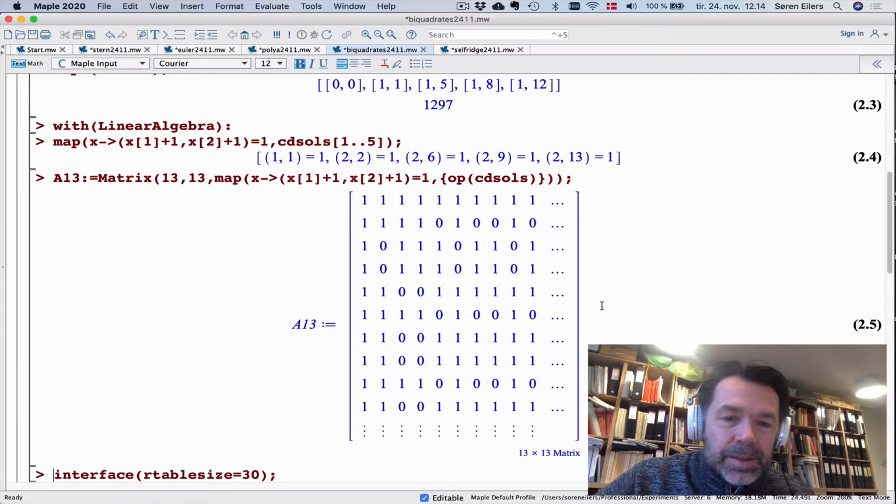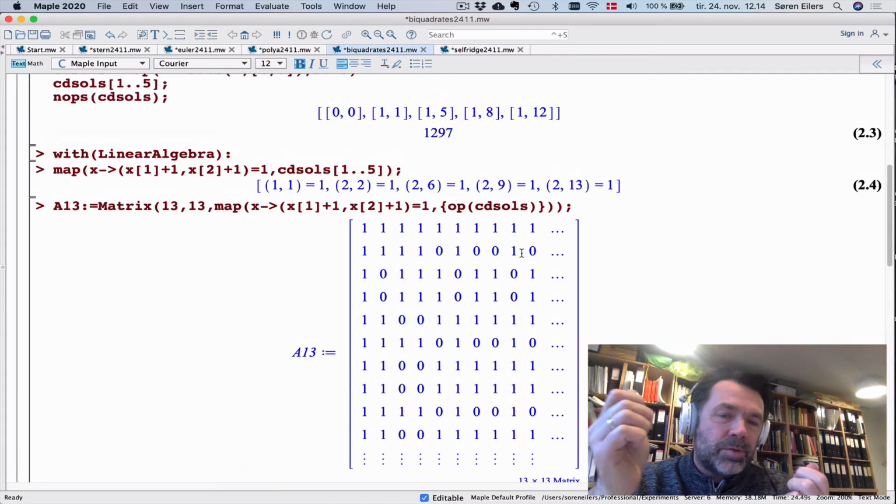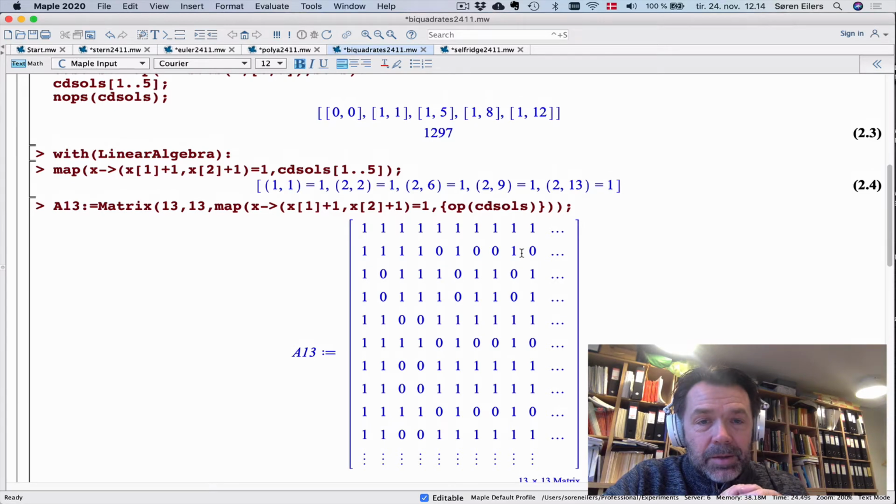So essentially the idea is that the matrix has a 1 if it's possible to find a solution with these two relevant remainders modulus 13. And the way I'm making a matrix out of this might be interesting. So let me explain that in a second. That goes via map again.